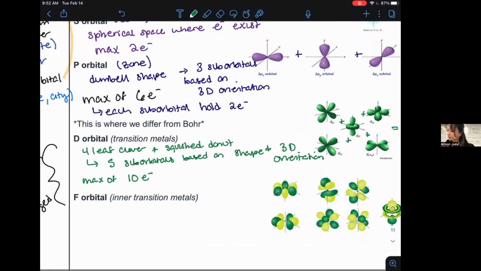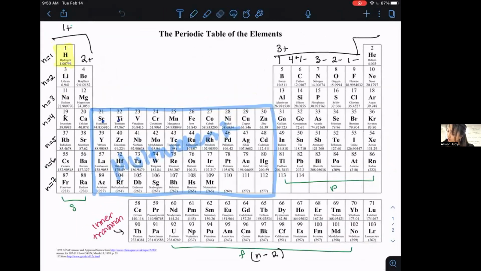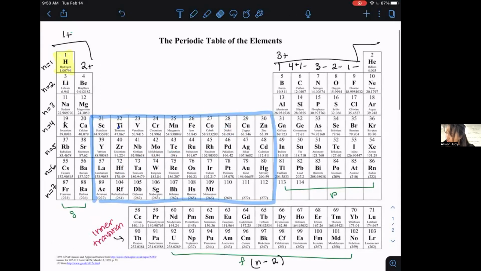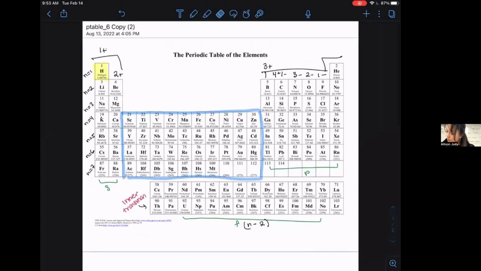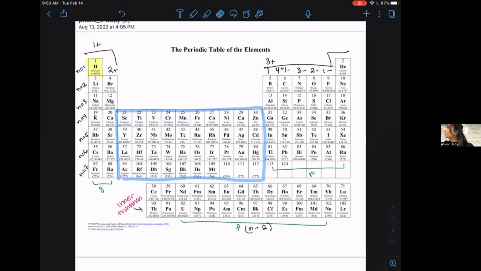I'll let some people write and then I'll switch over to the periodic table. Four-leaf clover. So if we go to the D block, look at this: 1, 2, 3, 4, 5, 6, 7, 8, 9, 10. S block, 1, 2. Max of 2 electrons. P block, 1, 2, 3, 4, 5, 6. Max of 6 electrons. D block, max of 10 electrons. Can anyone tell me what the F block is going to hold?